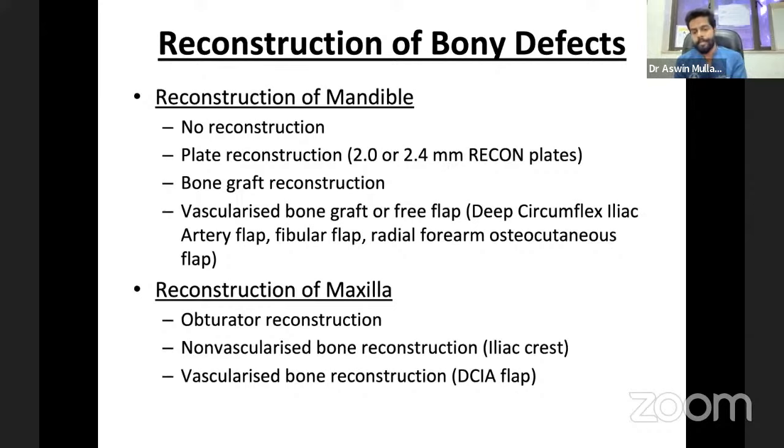Otherwise, we can go for deep circumflex iliac artery flap, that means iliac crest flap, DCIA flap, then radial forearm flap, or osteocutaneous, which is less performed nowadays. So coming to reconstruction of maxilla, basically obturator, for small defects, we can put an obturator and make it for secondary healing. Then non-vascularized bone reconstruction for defects less than 4 to 5 centimeter, mostly from iliac crest, which has a good corticocancellous stock. Then for vascularized bone reconstruction, that means microvascular reconstruction, we can either go for iliac crest or fibula also in this case of maxilla.